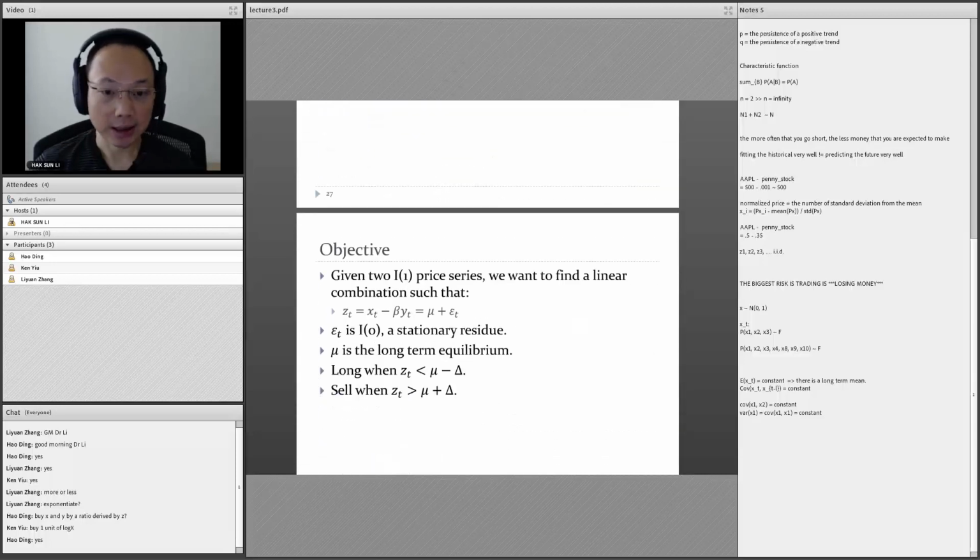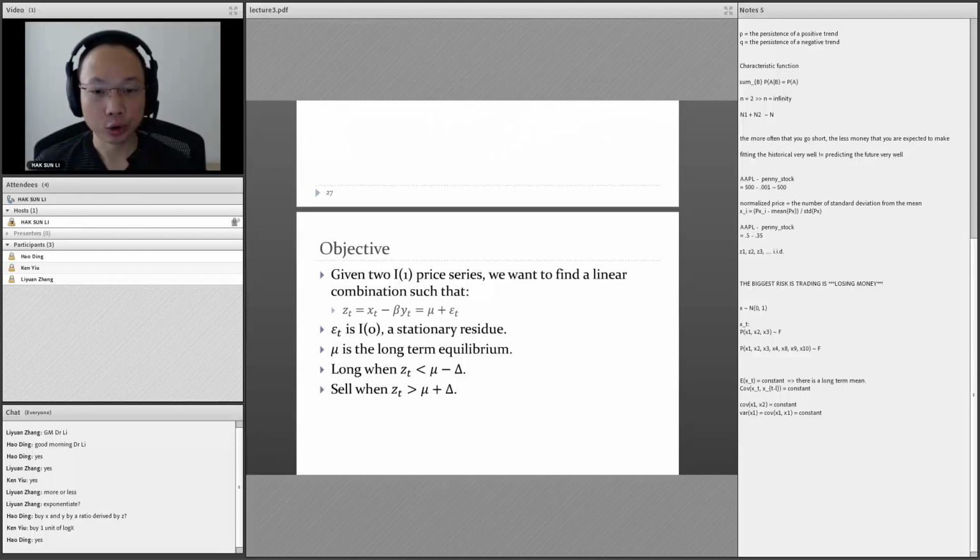So the idea is that given two assets x and y, okay, so given two prices x_t and y_t, we want to choose a beta, or cointegration will choose a beta, such that it equals this form: the long-term mean mu plus stationary residuals. Basically you choose beta such that the linear combination of the two assets is stationary, and stationarity here is represented by a long-term mean plus a random noise.